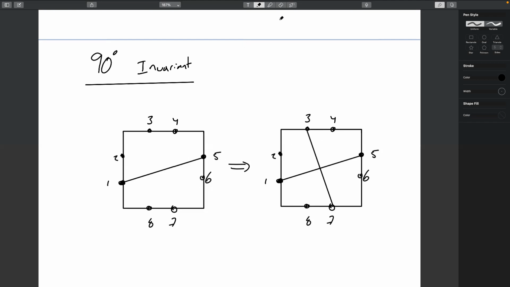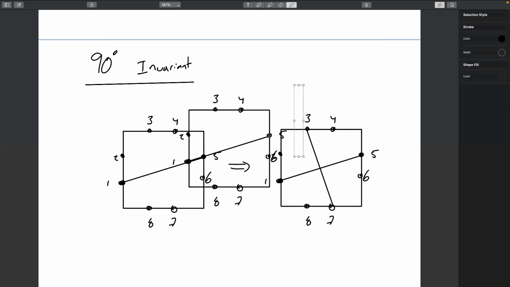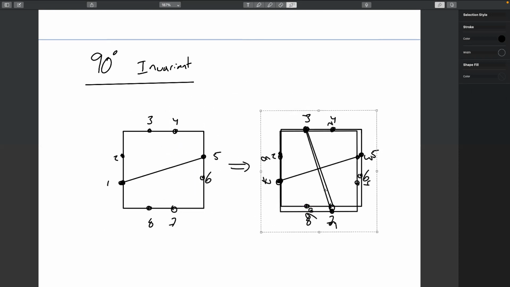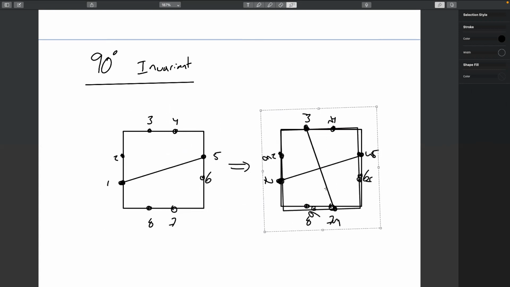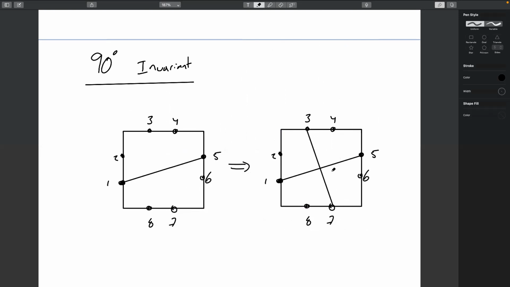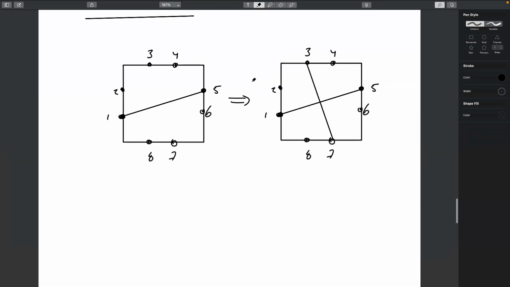Because when I take this picture and I rotate it, I hate this program sometimes. I take this picture and I rotate it 90 degrees. We see that 3 would have to connect to 7, right? In order for it to be the same picture after I rotate. But so far, I think that's it. We don't know where 4 goes, 6 goes, or 8 goes, right? So we've got some choices now. It has to look like this, but we're not sure about the rest.